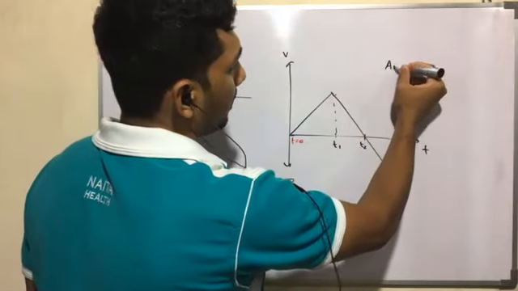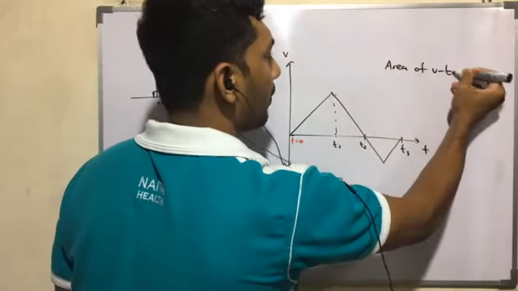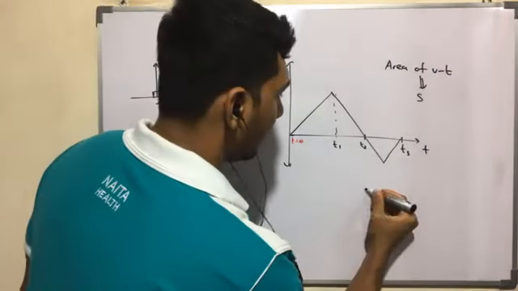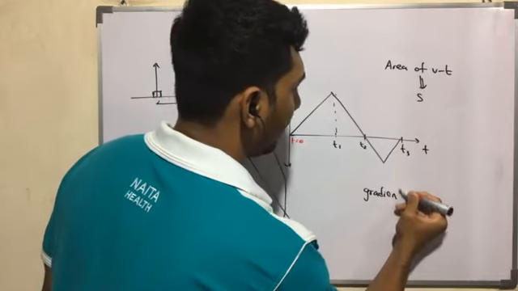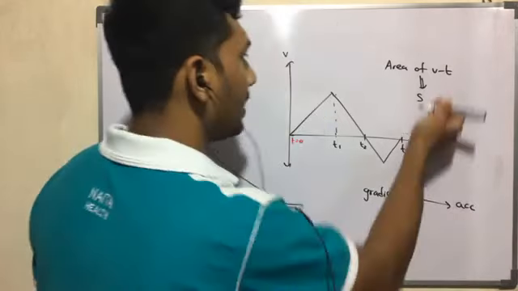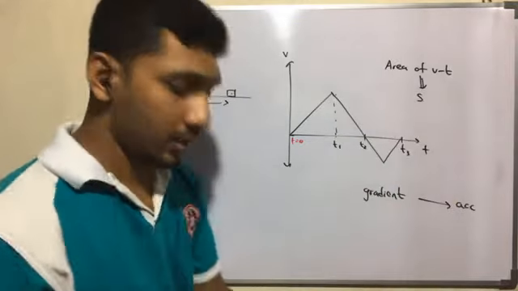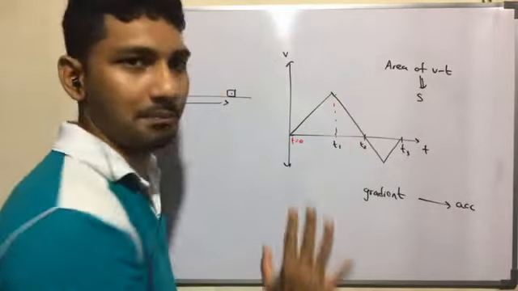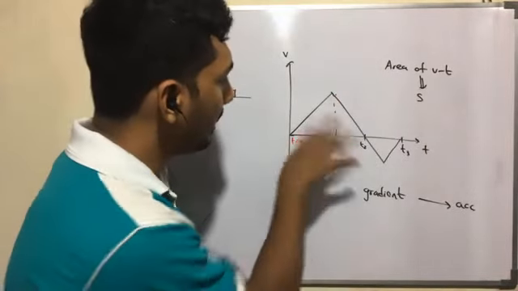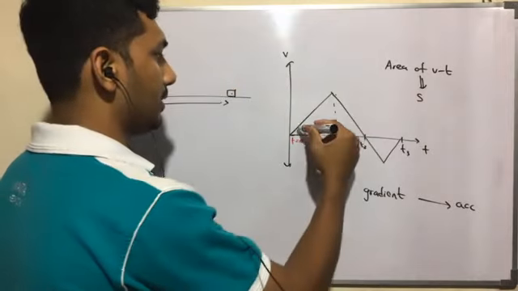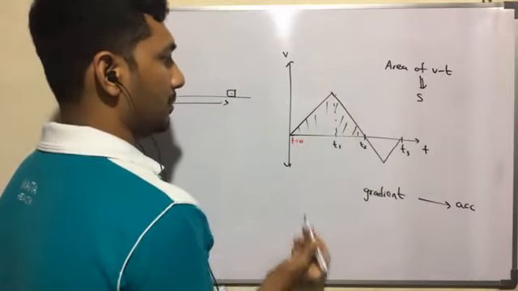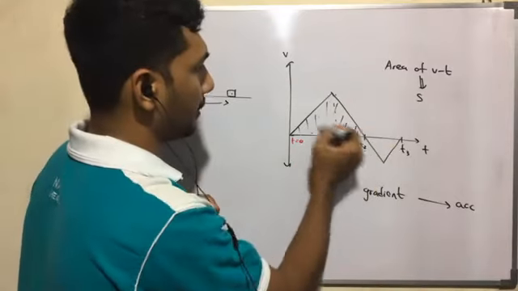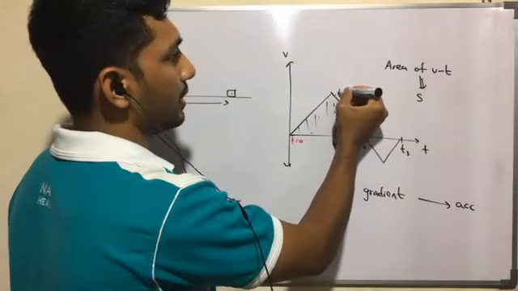So you know, the area of a VT graph will give you the displacement. Another thing is, the gradient of a VT graph will give you the acceleration. So these two theories you should know. So you should see whether the resultant displacement is zero here. Okay. So here, this area will give the displacement that occurred from T0 to T2. So it is in the positive direction. Okay, so there will be a positive displacement.